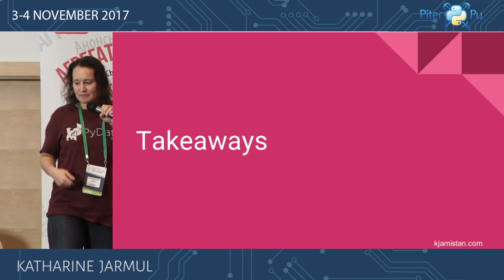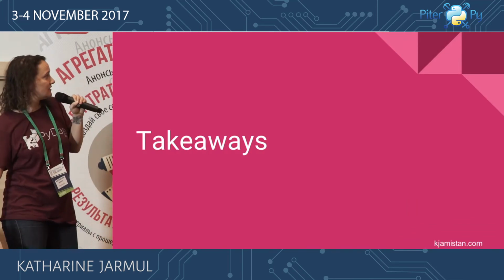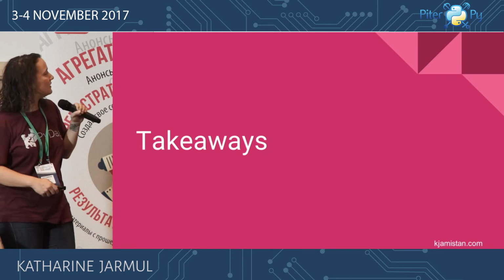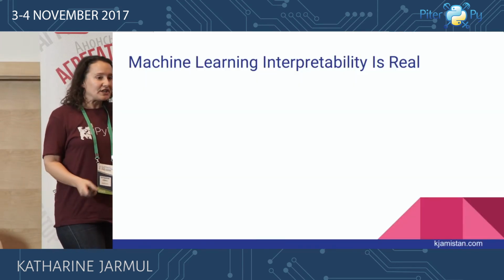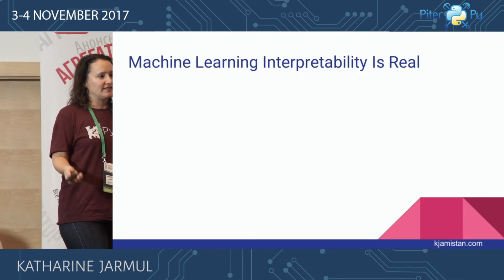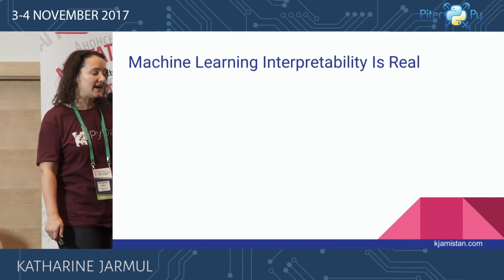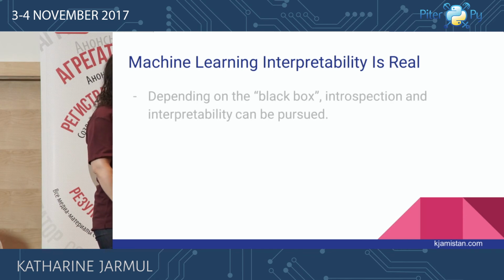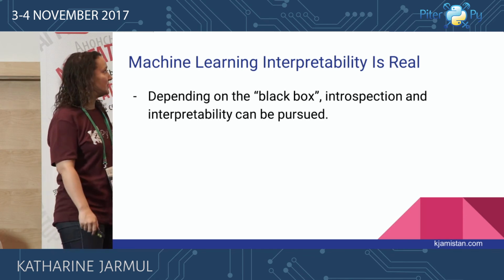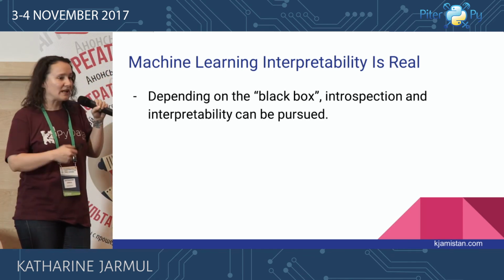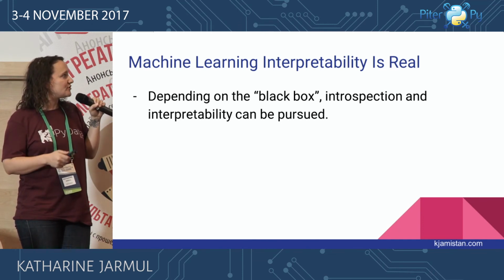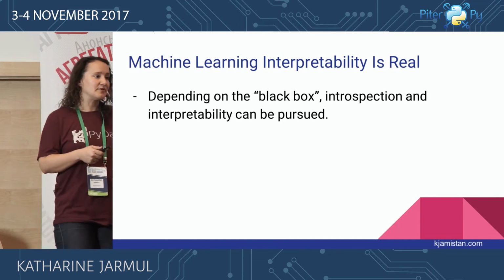So what can we potentially take away from this? The first and foremost takeaway for machine learning is that interpretability is real. This is something that you can actively do and work on, and it's something that's important, in my opinion. Depending on the black box that you're talking about, introspection and interpretability can be pursued.